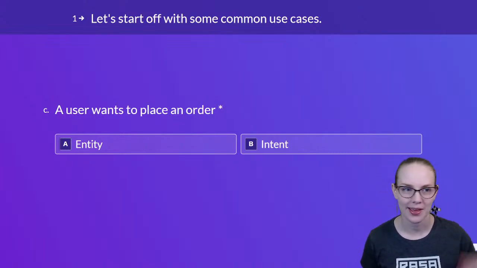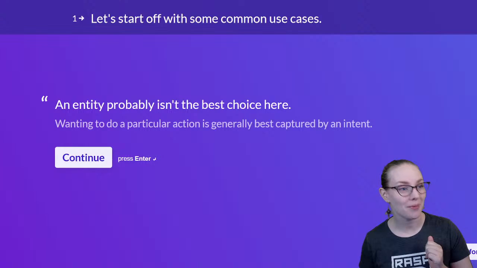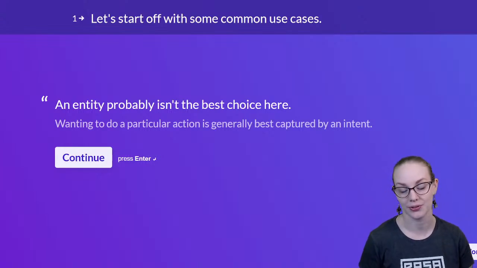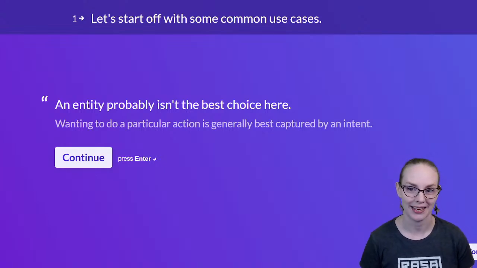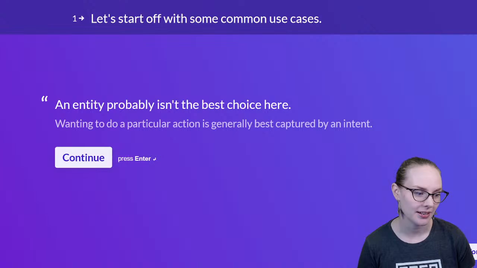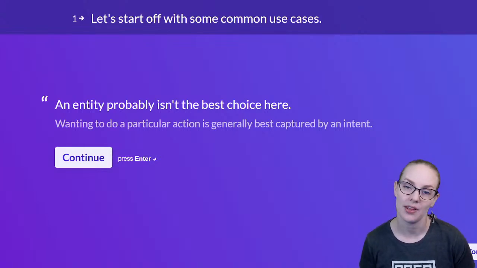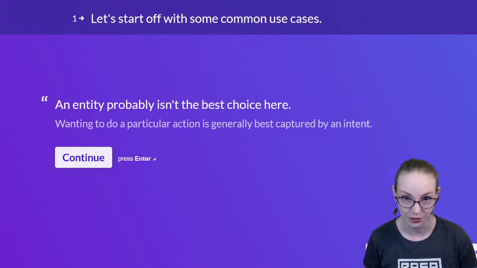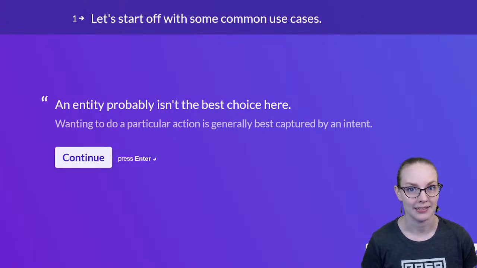So again, I'm just going to go with A throughout while we're going through the answers. Hopefully you know what your answer is. I'm going to say entity, probably not the best choice. So right here, we're trying to capture people's desire to do something, and that's probably best captured as an intent. The name intent comes from the idea that this is a way of characterizing something that a user wants to do, and placing an order is something that a user wants to do. So probably you'd want to put this as an intent.